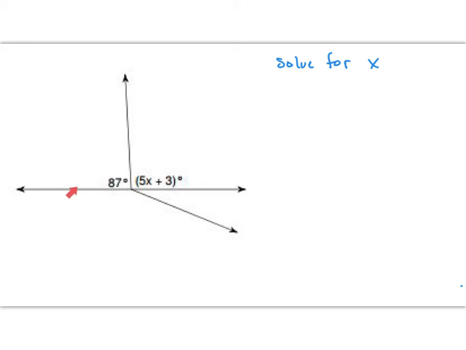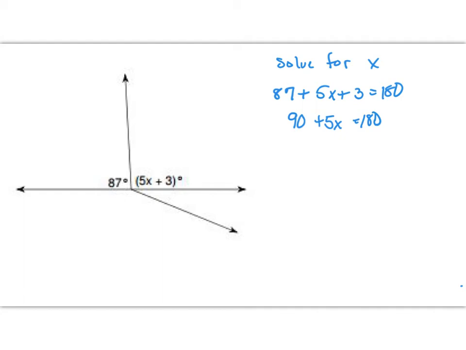Again, in this problem, I have two angles, and these two angles form a straight line, so they're supplementary angles. One measure of an angle is 87 degrees, and the other one is an expression. I'm going to add those two together and set them equal to 180. So 87 plus 5x plus 3 is equal to 180. Now, I'm going to use algebra to solve this equation. I'm going to add my constants together because those are like terms. So 87 plus 3 is 90, and then I bring down the parts that I haven't touched yet.